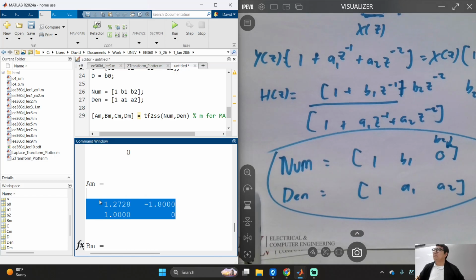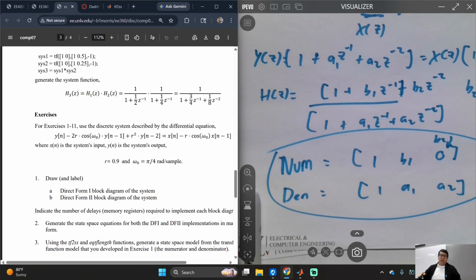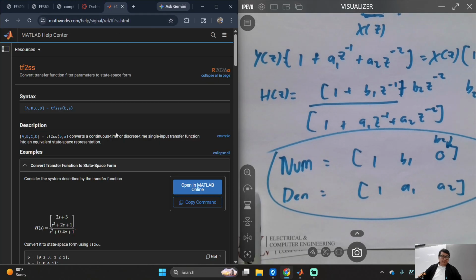What's that right there? That's our A. You see something wrong? It's a 2x2 and it's not the 4x4 that we calculated. So you know what you're gonna try and do? Verify with this direct form 2 block diagram, because let me show you what it's trying to do, why we're not getting the right answer.